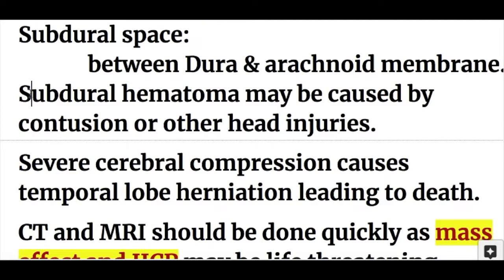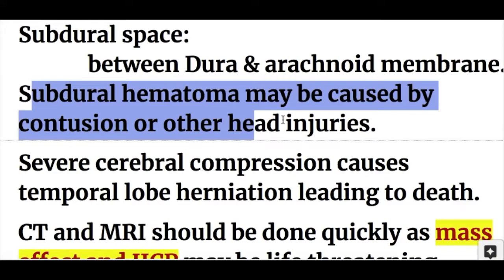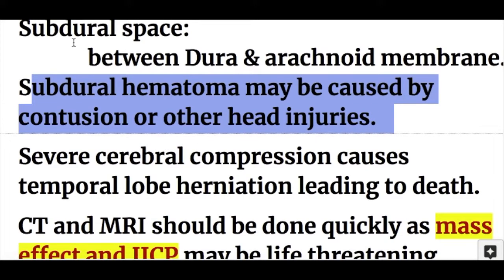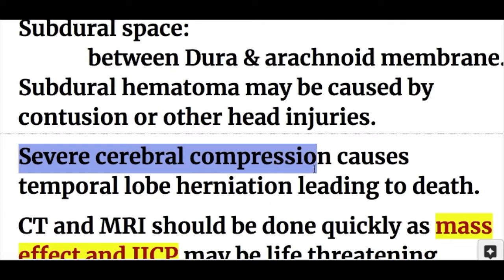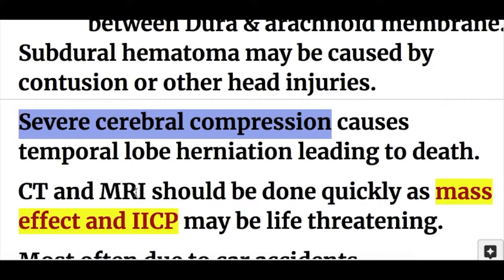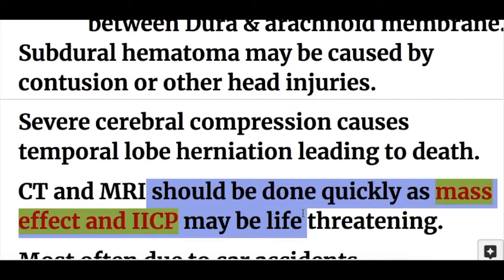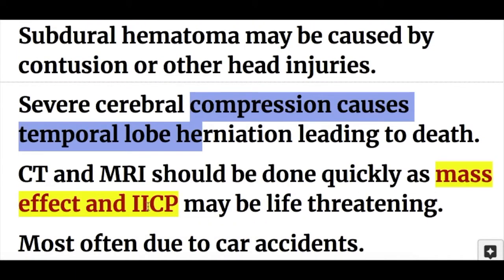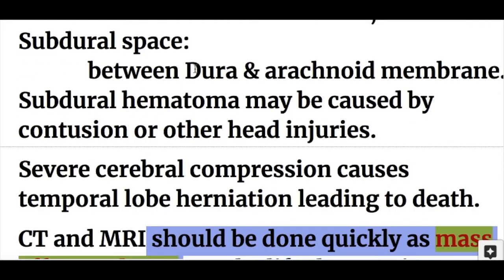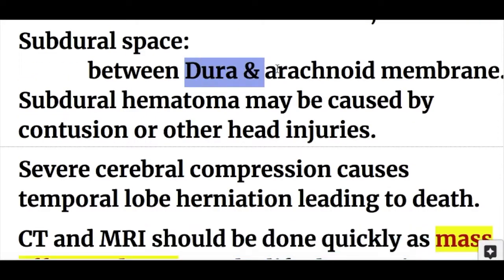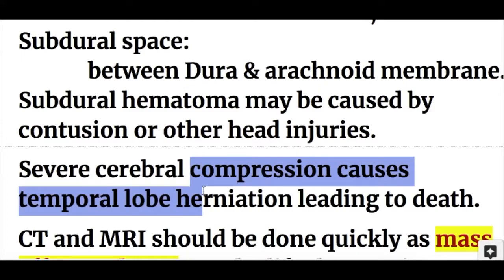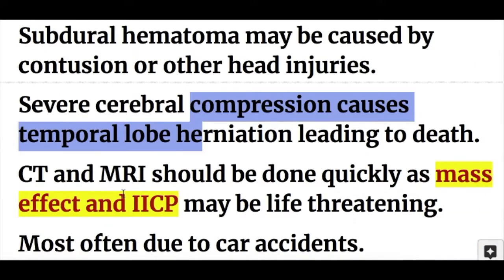The subdural hematoma may be caused by contusion or other head injury. So what happens in subdural hematoma? Severe cerebral compression causes temporal lobe herniation leading to death. So CT and MRI should be done quickly as mass effects and increased intracerebral pressure may be life-threatening. So the subdural space is between the dura and arachnoid matter, and the hematoma is caused by head injuries, and brain compression may cause herniation leading to death. That's why investigation should be done quickly to prevent the mass effect and increased intracerebral pressure.